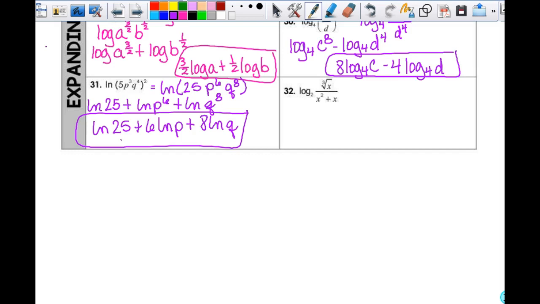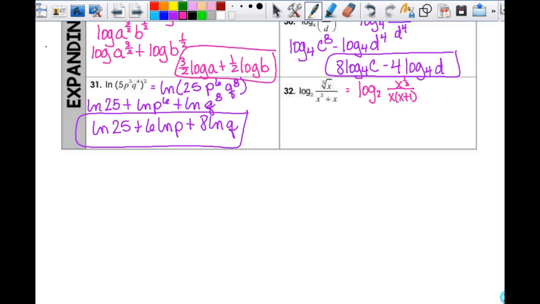All right, so let's look at this last one. This cube root of x, I'm going to change that to an exponent. So what would that exponent be on the x? 1/3, right? And then in the denominator, can I factor that at all? Yes. I can factor out a GCF, right? What would my GCF be in the denominator? X. So this becomes x times x plus 1. You agree with that? Okay.